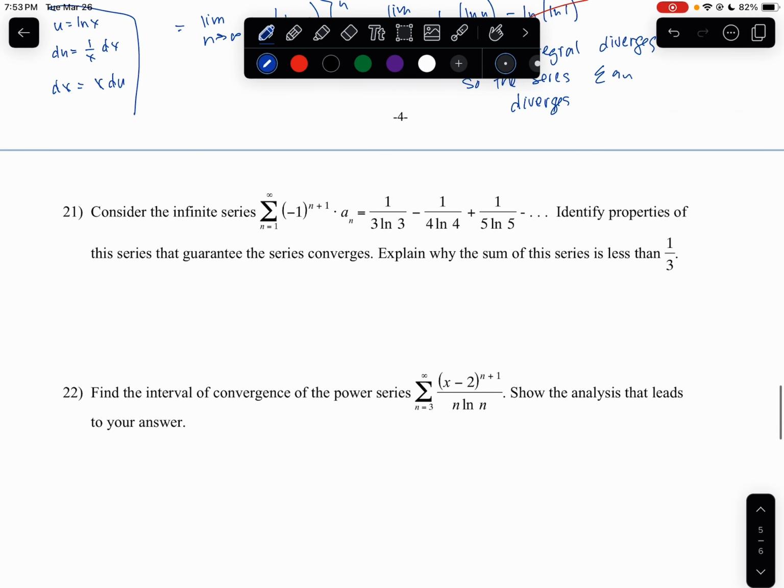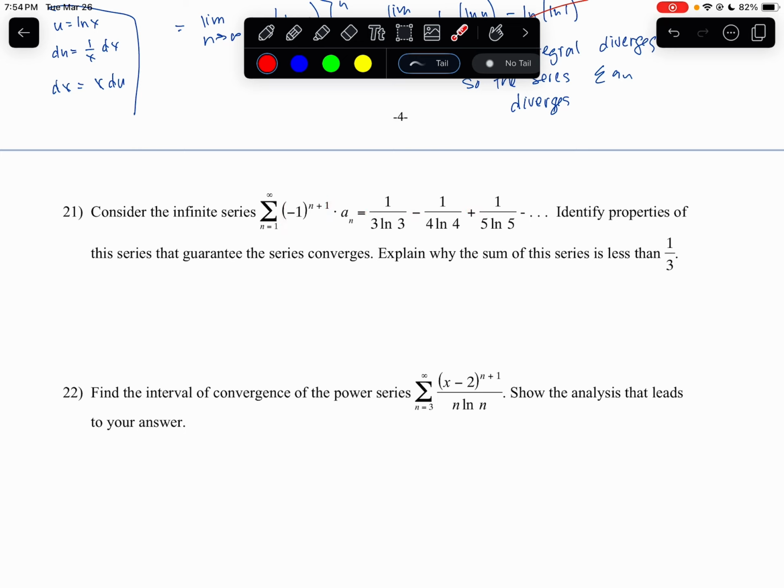Okay, so consider the infinite series given here, and that's what this infinite series is. Identify properties of the series that guarantee the series converges. Explain why the sum of the series is less than 1/3. So this is an alternating series. You can kind of see that from here. You can also see that it goes from positive, negative, positive. So it's an alternating series.